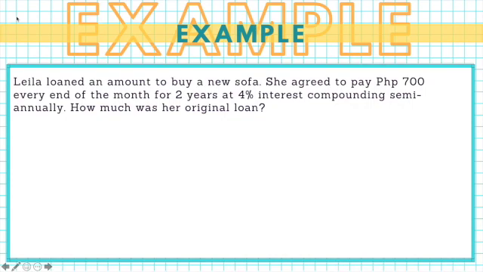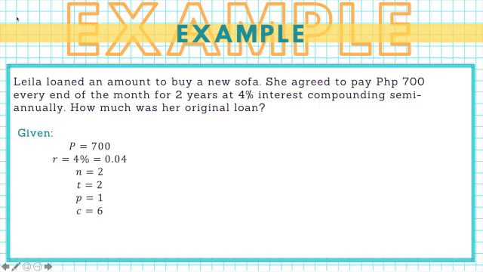To answer this problem, we start with our given values. We have the periodic payment of 700 pesos, a rate of 4% or 0.04 in decimal form, and N is equal to 2 because it compounds semi-annually. The time is 2 because she'll be paying for 2 years. Small letter p is 1 because she's paying every month, so the number of months in a payment interval is 1. And the small letter c is 6 since it compounds semi-annually, so the number of months in the compounding period is 6 months.